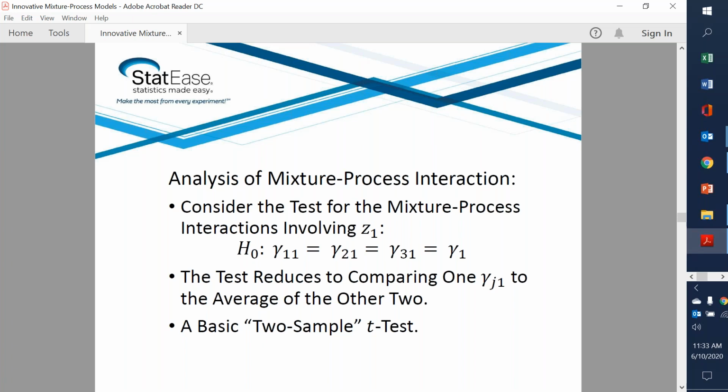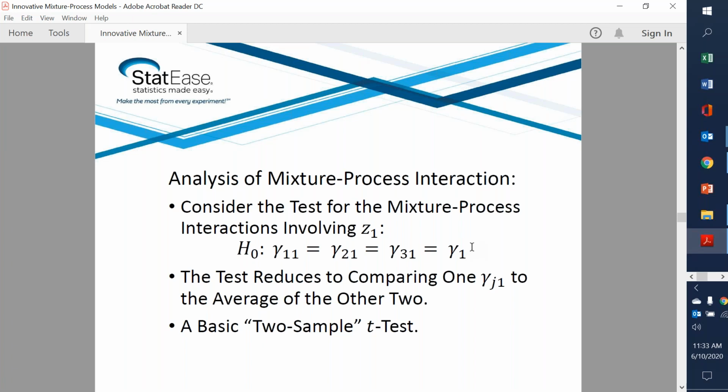If we ignore the interactions, gamma 1,1 is looking at mixture component 1 interacting with Z1. This is mixture component 2 interacting with Z1. Here is mixture component 3 interacting with Z1. That's the null hypothesis, that they're all the same effect. It's just like the test on a single mixture component, okay?